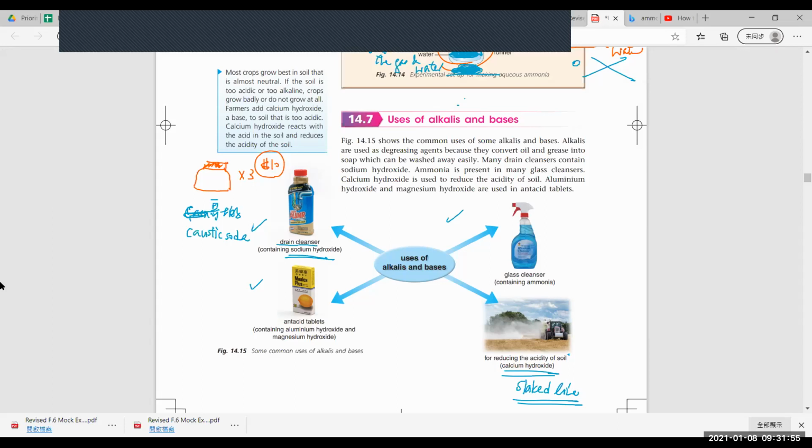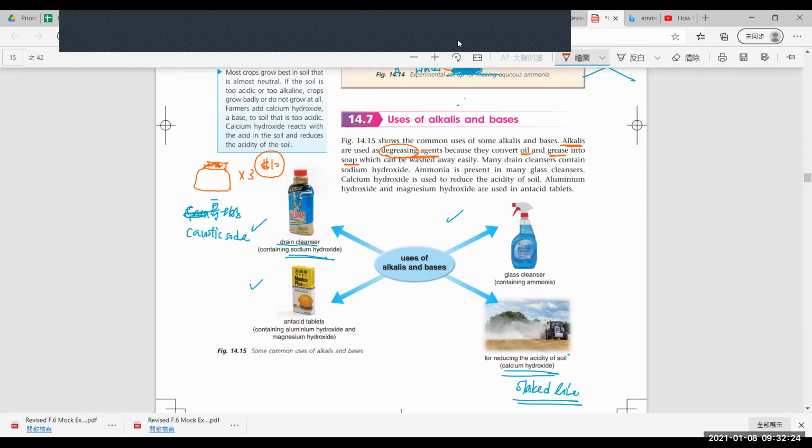So what is the use of caustic soda? It is also a type of drainage cleanser, especially for the drainage pipe, 污水渠, which is easily blocked by oil. We would use an alkaline to do so. Why? Because alkaline is a degreasing agent. It can convert oil or grease into soap, while the soap can be easily washed away by running water. So in the kitchen, when you have a blockage of the drainage pipe, please use alkaline for help. But remember, handle those chemicals with care. Better wear gloves because it's highly corrosive.